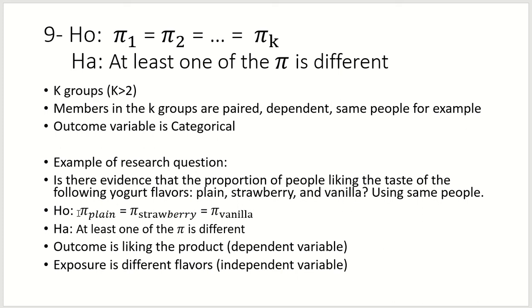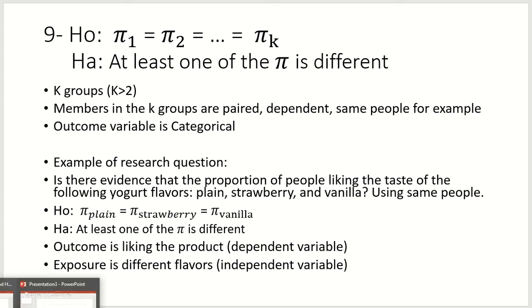So the null hypothesis is going to be pi liking the plain yogurt equals pi liking the strawberry yogurt equals pi liking the vanilla yogurt. The alternative hypothesis, at least one of the pi is different. Your outcome variable is whether they liked it or not, yes or no, since this is your dependent variable, and your exposure are the different flavors, and this is your independent variable, where you had, here in this example, three groups, three flavors. So what test do we use in this instance?